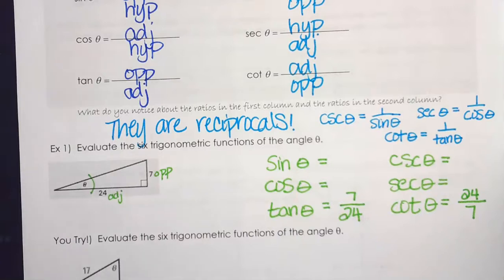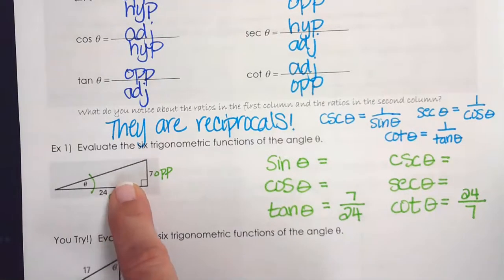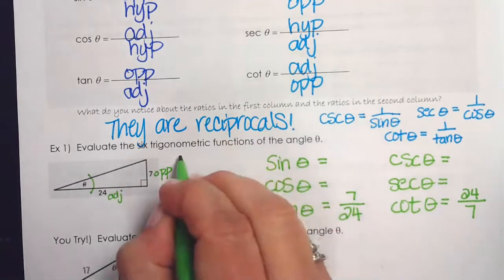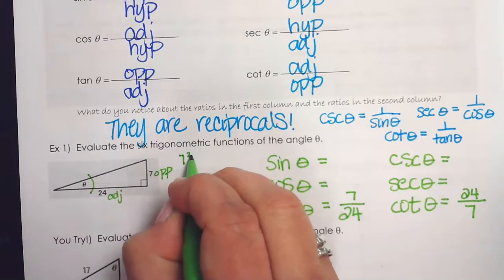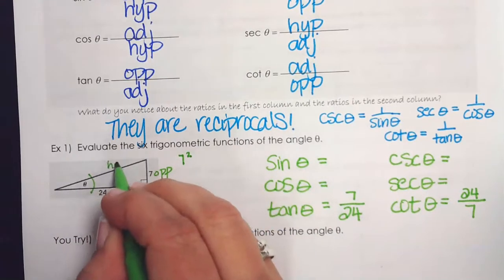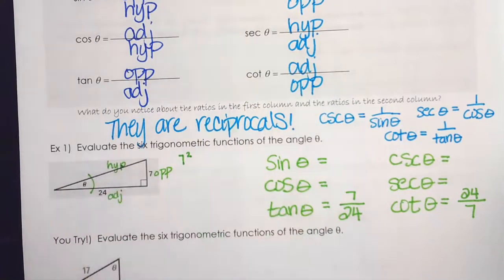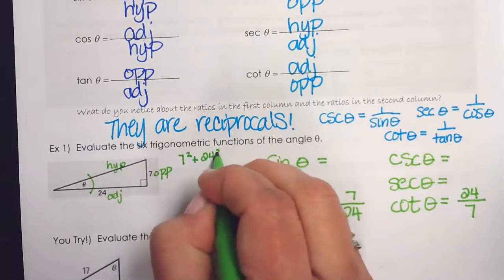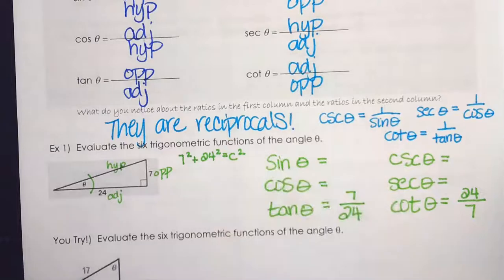But we don't know the hypotenuse. Is there a way that we could find the hypotenuse? Yeah, of course. We can use our Pythagorean theorem. A squared, oh, and so we're looking for our hypotenuse, which is always like our C. So A squared plus B squared equals C squared. And we can use the Pythagorean theorem to find our missing side length.